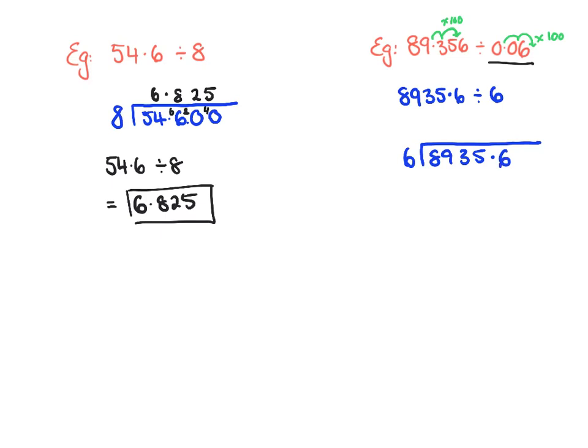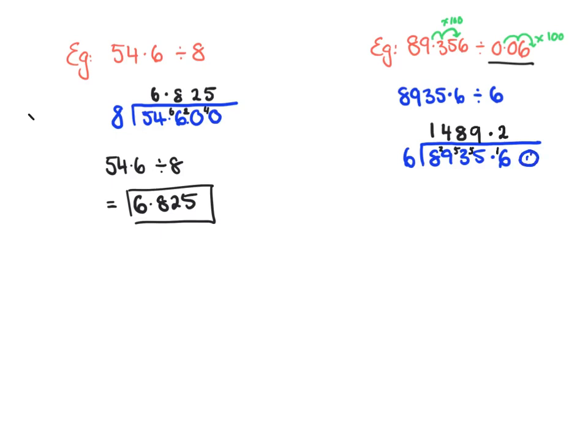So 6 into 8 goes once with 2 left over. 6 into 29 goes 4 with 5 left over. 6 into 53 goes 8 with 5 left over. So 6 into 55 goes 9, and I'll put the point, with 1 left over. So 6 into 16 goes 2. I need to add some more zeros.